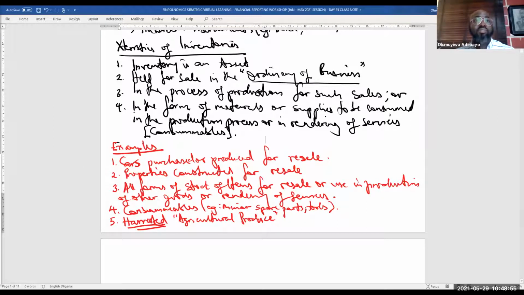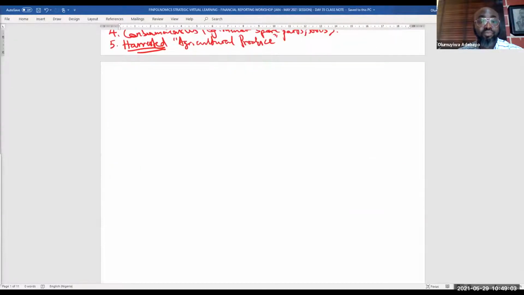Any other question? Now, how can you distinguish these categories of inventory?